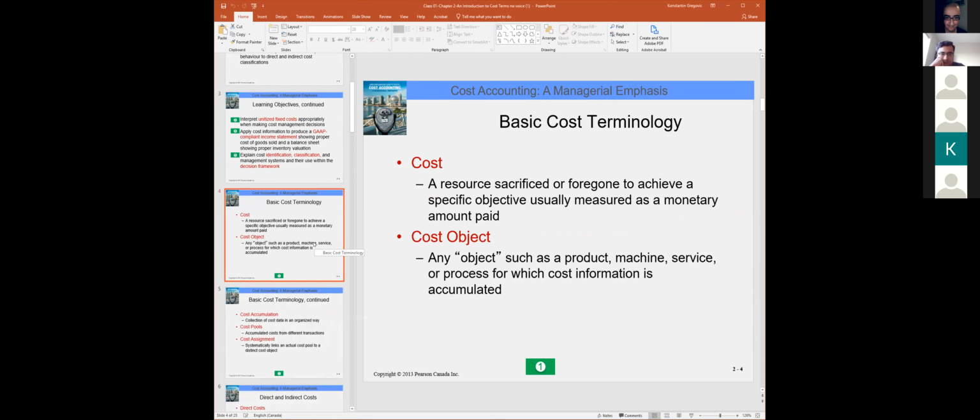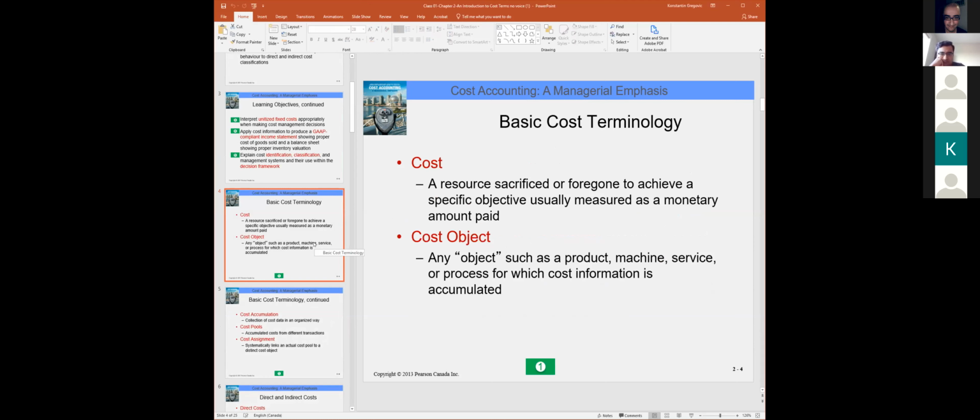So what's a cost? Basically, a cost is you're sacrificing something. It's usually monetary in value. It could be, if you had a barter economy, you could trade in a cow for something, and it could be a cost. Regardless, it's something sacrificed.